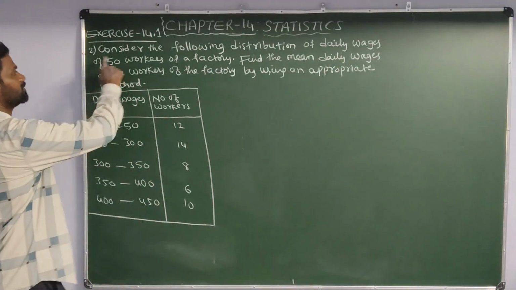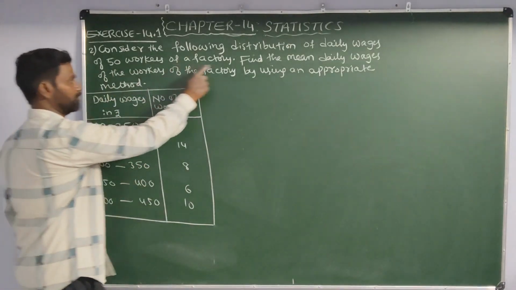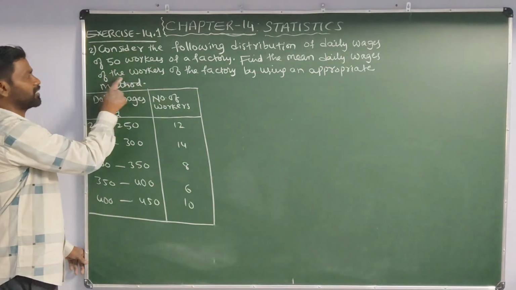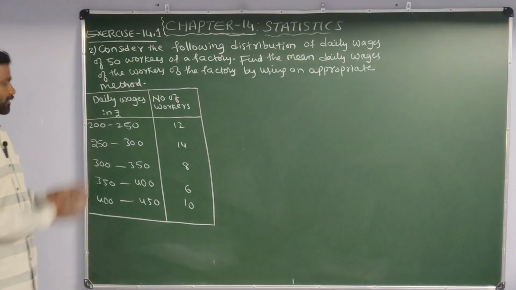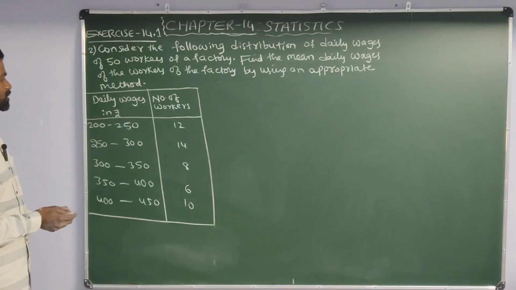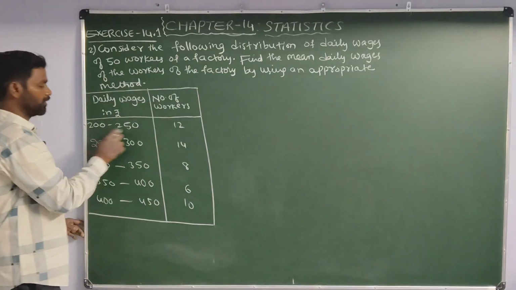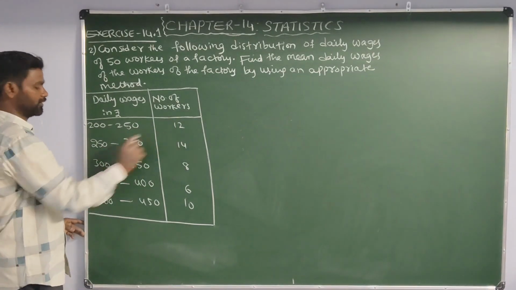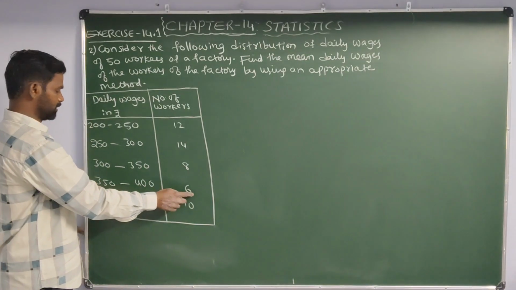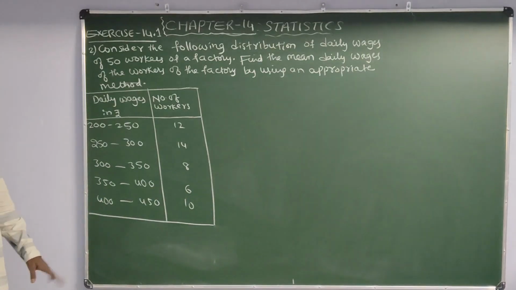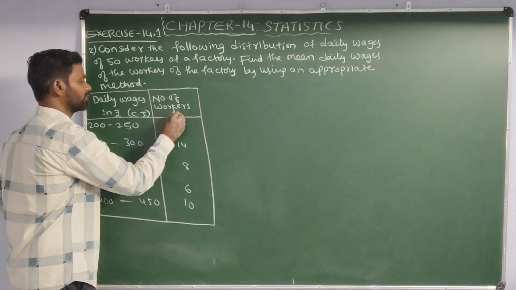Next, second question. Consider the following distribution of the daily wages of 50 workers of a factory. Find the mean daily wages of the workers of the factory by using an appropriate method. This is the given frequency distribution table, with daily wages in rupees and number of workers. 200 to 250 it is 12, 250 to 300 it is 14, 300 to 350 it is 8, 350 to 400 it is 6, and 400 to 450 it is 10. These are class intervals and these are frequencies.